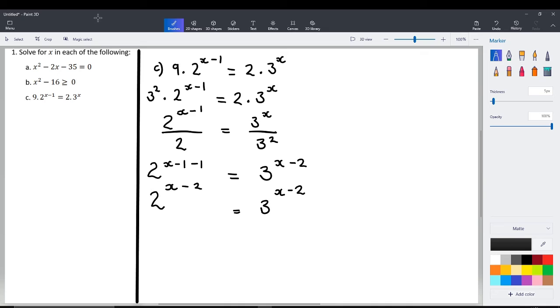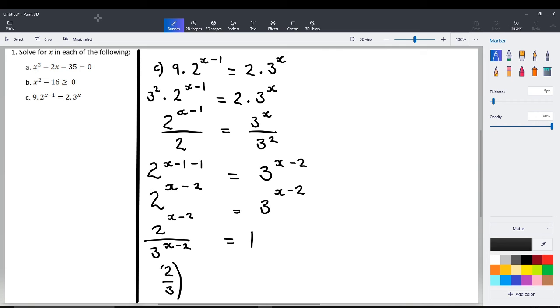So we now have the same powers. If I divide both sides by 3 to the power of x minus 2, it means my right hand side will be equal to 1. According to the laws of indices, anything raised to the power of 0 is equal to 1. So if I raise 2/3 to a power of 0 on the right hand side, I would have not changed anything.